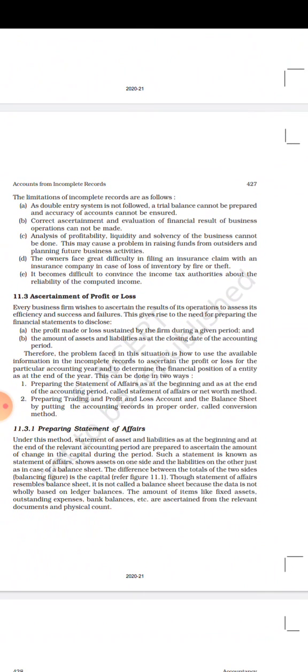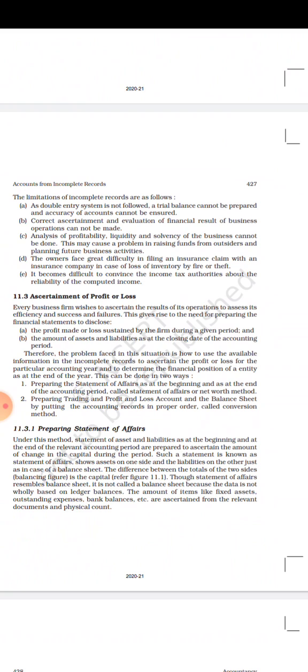Calculation of profit or loss. Every business firm wishes to ascertain the results of its operations to assess its efficiency and successes and failures. This gives rise to the need for preparing the financial statements: the profit made or loss sustained by the firm during a given period and the amount of assets and liabilities as at the closing date of the accounting period.